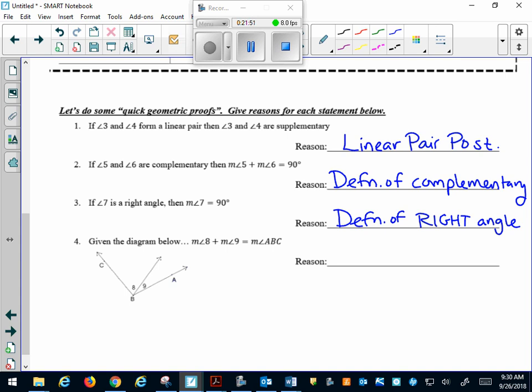Okay, given this diagram, you look at the diagram and you say, oh, okay, based on that diagram, I can see that the measure of angle 8 plus the measure of angle 9 is going to equal the measure of angle ABC. What is it that we learned? This little angle plus that little angle equals the whole angle. Alex? Perfect. Yep, angle addition postulate.